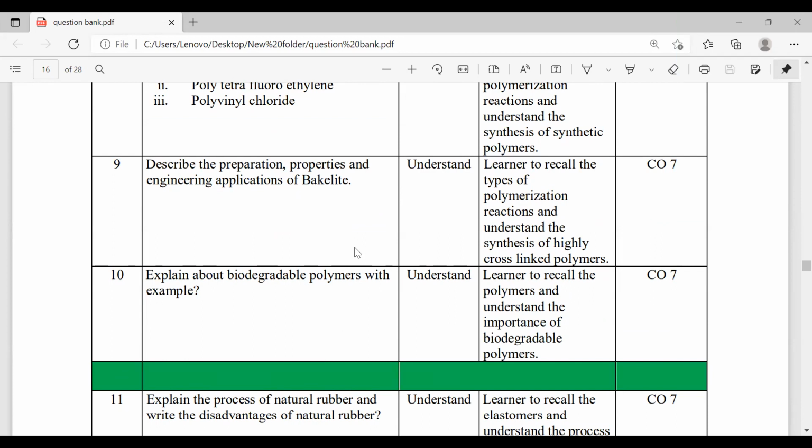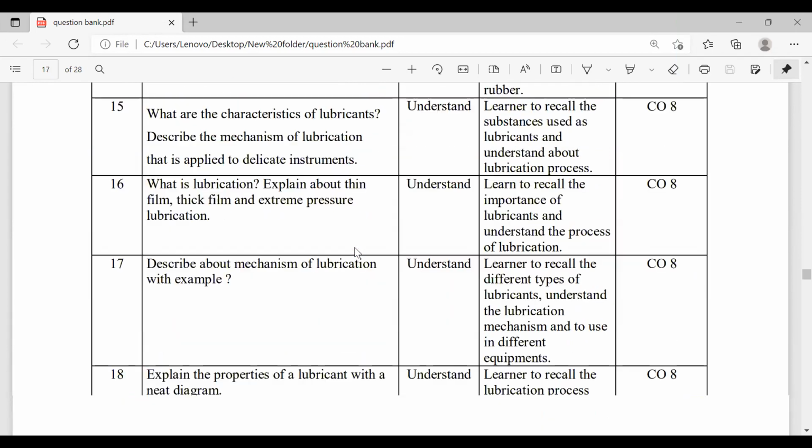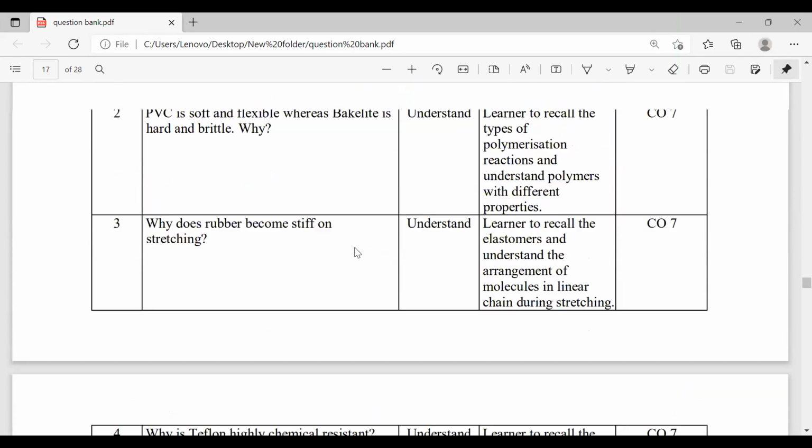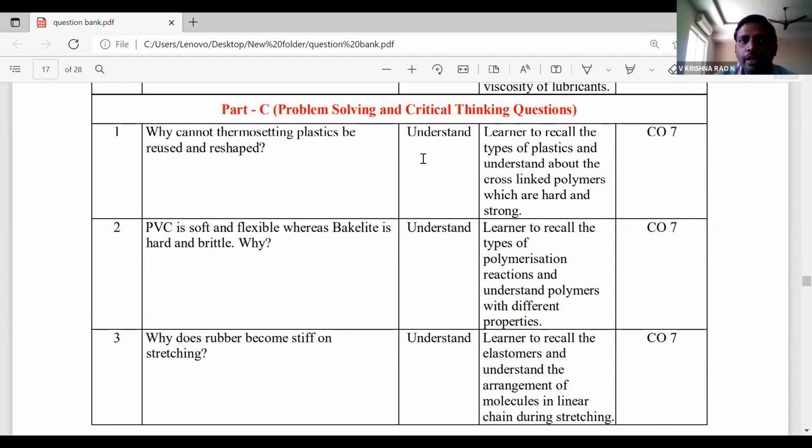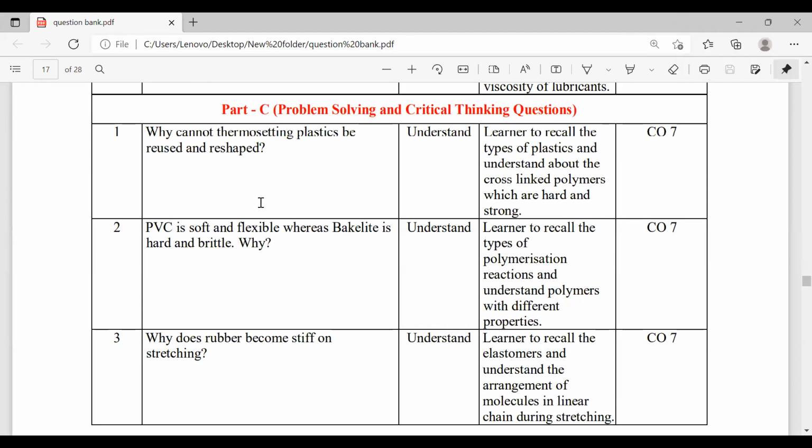Part C also, sir. Okay, right. Sir, do you have the notes for this chapter? Yes, I will share. Please share, sir. In the next class, I will discuss this part C. Just tell till where. Yes, I will tell you.